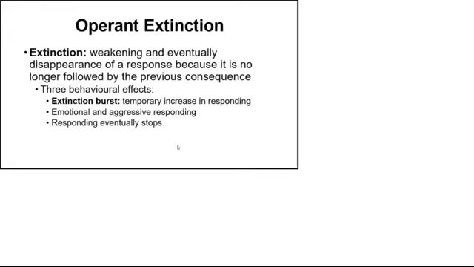So if we are looking at a rat pressing a lever, and every time they press that lever, they get food. All of a sudden, pressing the lever no longer gets them food. So they're going to press the lever a bunch of times because they want to get it working again. So we can start seeing emotional and even aggressive responding as they press the lever more and more to see if it'll give them food.